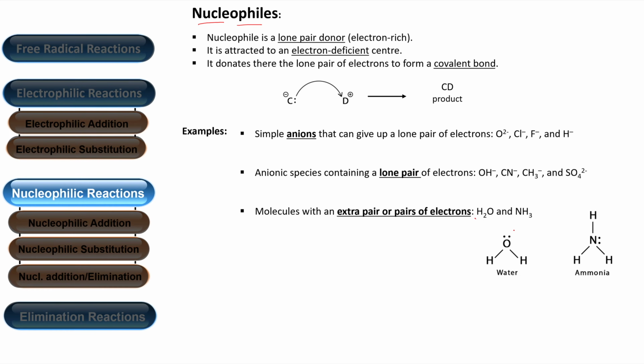If you look at the water molecule, it carries a pair of electrons. Similarly, if you look at the ammonia molecule, it carries a pair of electrons. The next type of nucleophiles are the electron-rich pi systems, for example, benzene, ethylene, and ethyne.